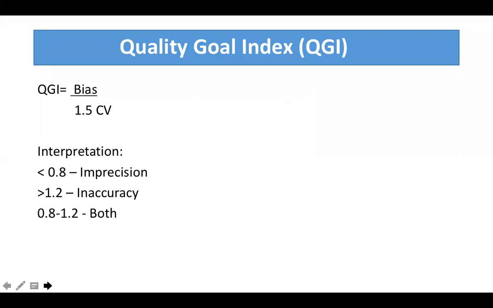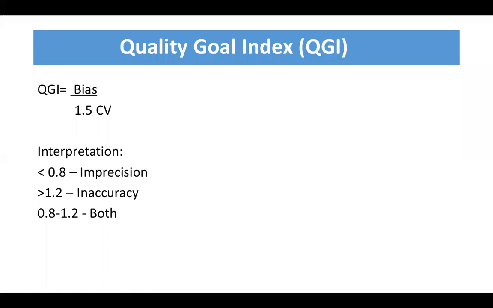What is this? Bias divided by 1.5 into CV. And how is it interpreted? Less than 0.8 means CV is high. That is why this is giving you low value. It is imprecision. More than 1.2, that means bias has increased. That is why you are getting high value, more than 1.2. 0.8 to 1.2, that means there is imprecision as well as inaccuracy.